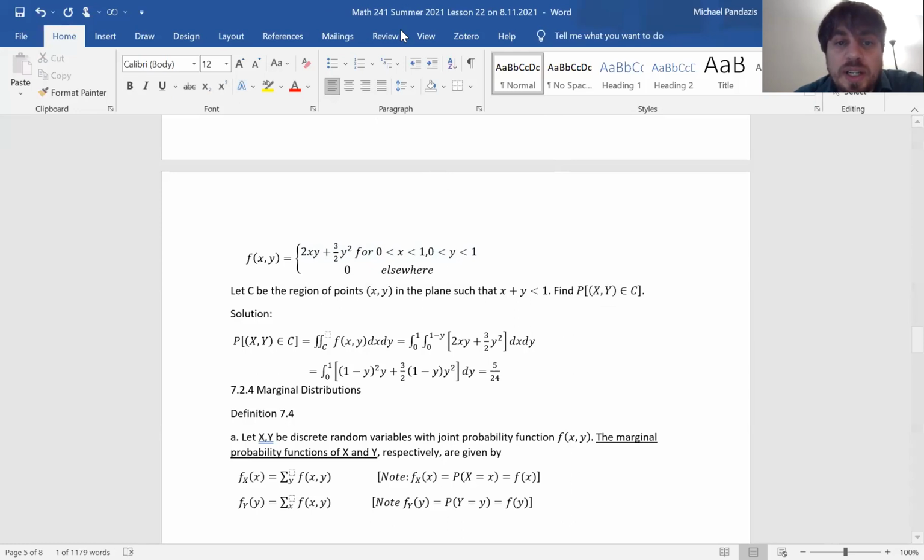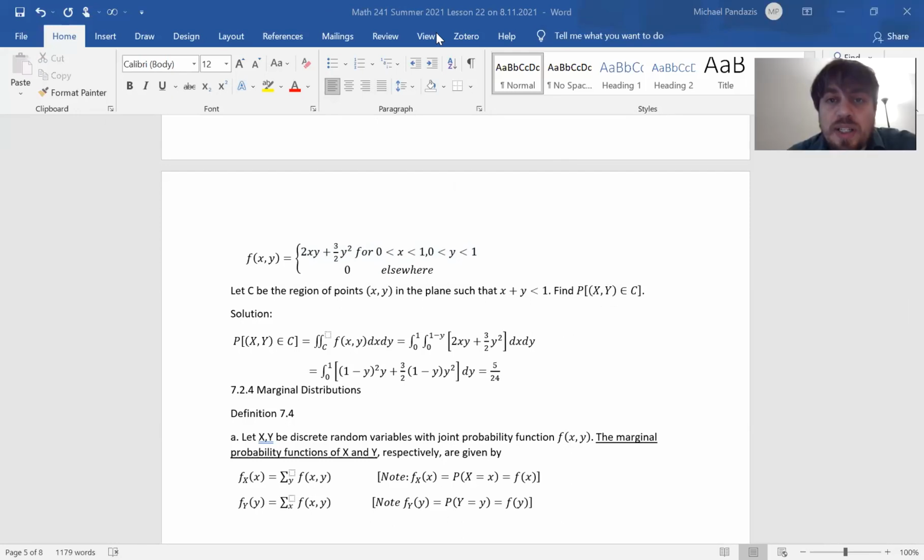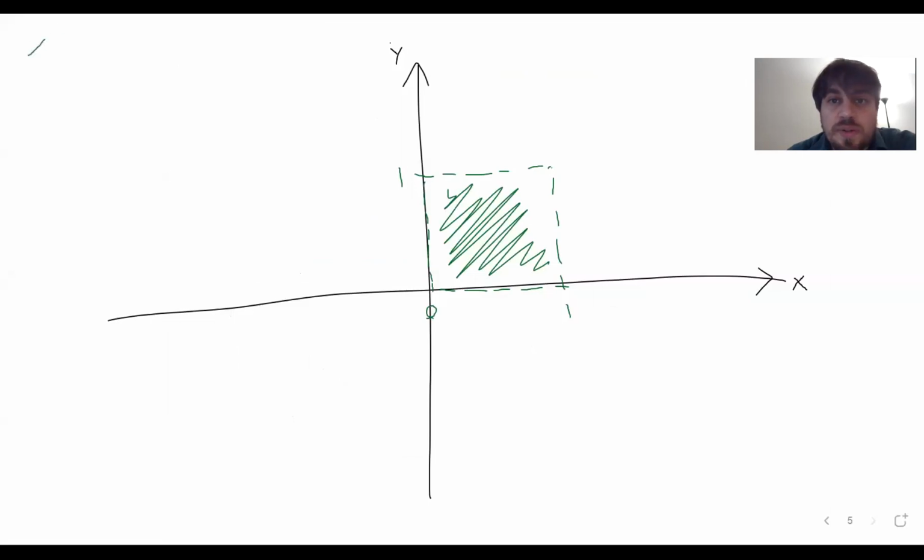Okay, so we have x plus y is less than 1. That's the region of points little x, little y, such that x plus y is less than 1. So little x plus little y has to be less than 1. Well, that's equivalent to the inequality y is less than 1 minus x. You just subtract x from both sides: x plus y minus x is y, and 1 minus x is 1 minus x. So this is equivalent to the inequality y less than 1 minus x.